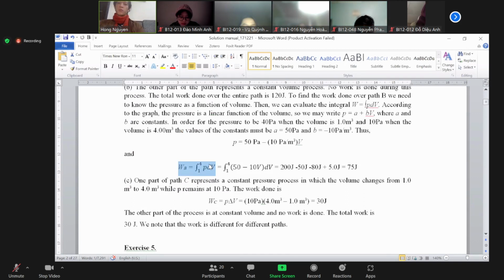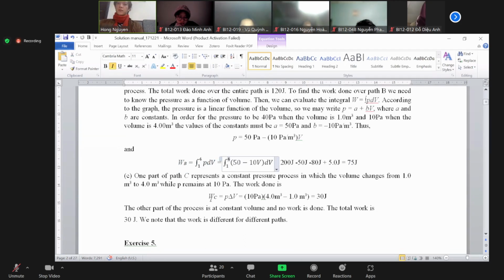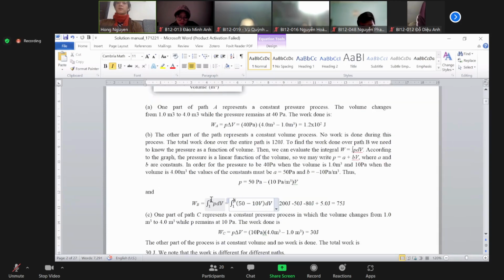This one is valid for all processes. Then you can calculate this, and the final result. Okay, I give the whole solution here. You can capture screen, you can do whatever you want. This is the number 4.